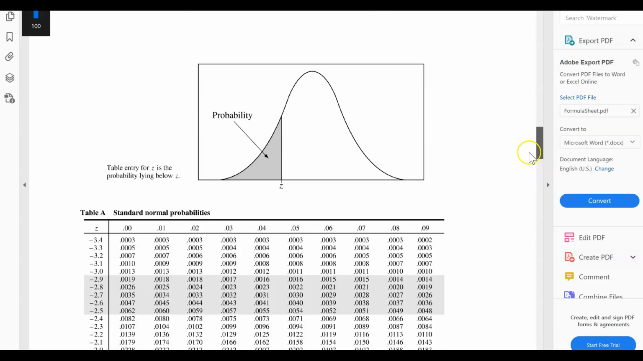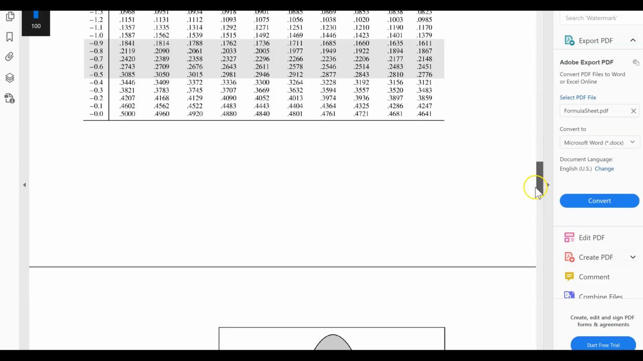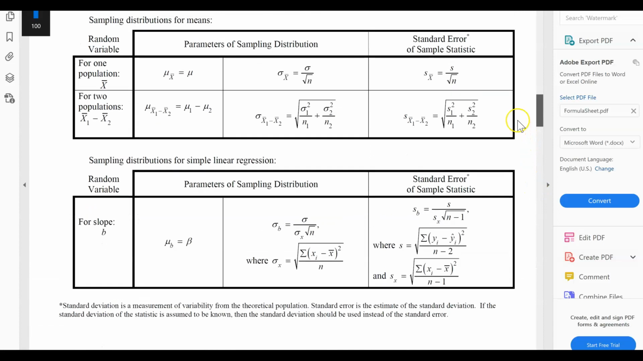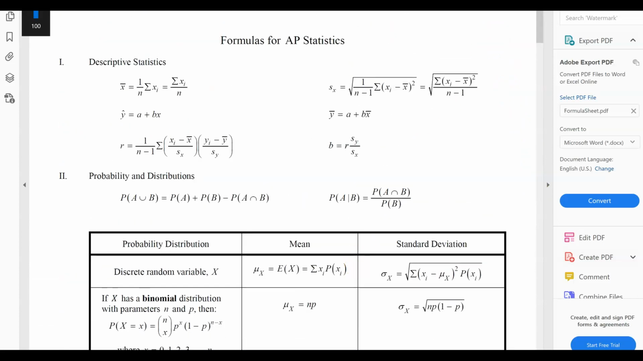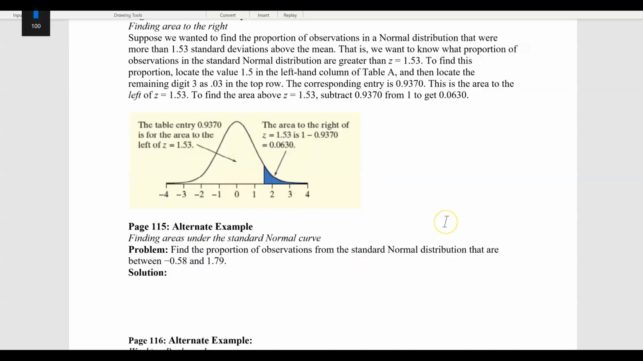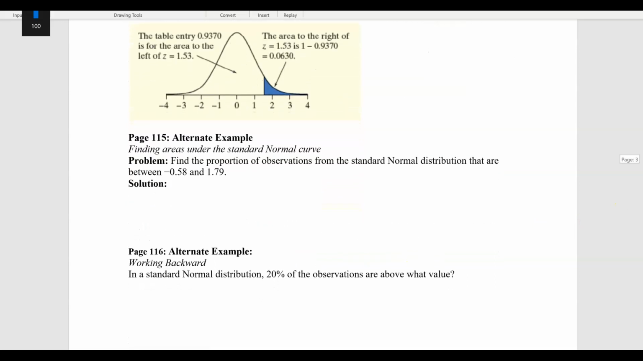So your textbook authors will show how you can use this table and these z-scores to make these calculations, but I want to lean on the calculator for it, okay? So when we go back to our examples here, find the proportion of observations from the standard normal distribution that are between -0.58 and 1.79. So the first thing I'm going to do, they're showing how to use the table to do this. I'm going to go ahead and I'll sketch a normal curve so hopefully you can picture it.